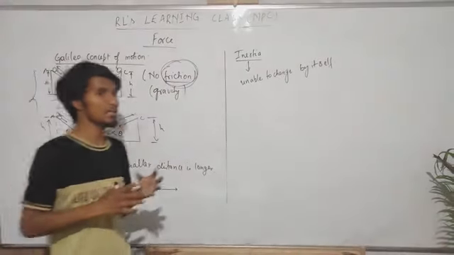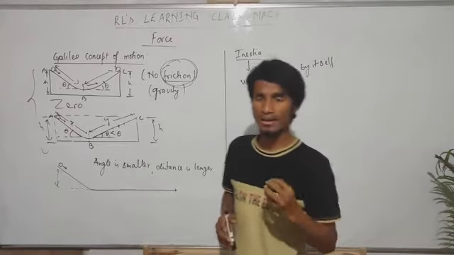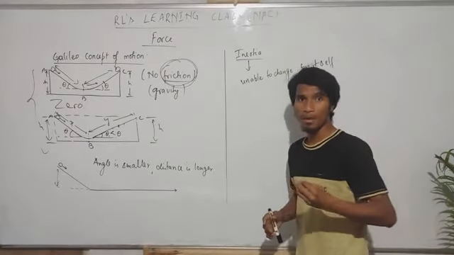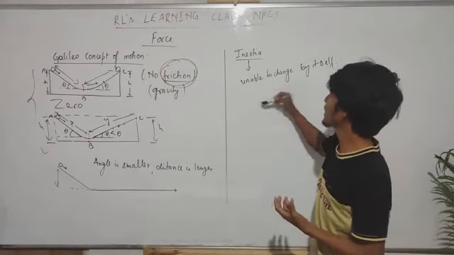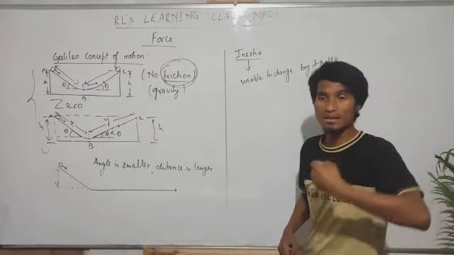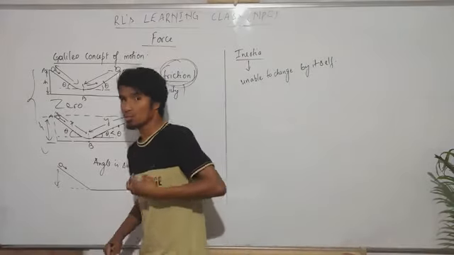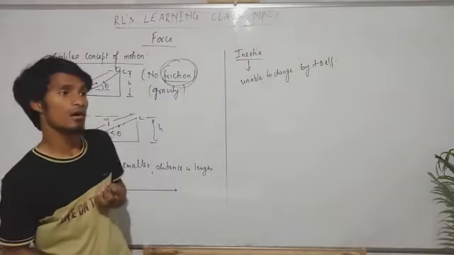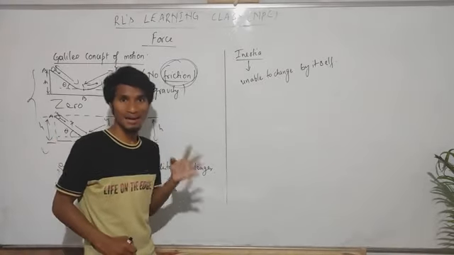Inertia means the tendency. It is the inability. What is inertia? The inability of a body to change. Inability means that it cannot do, unable to do. The inability of a body or object to change the state of rest or motion or direction.